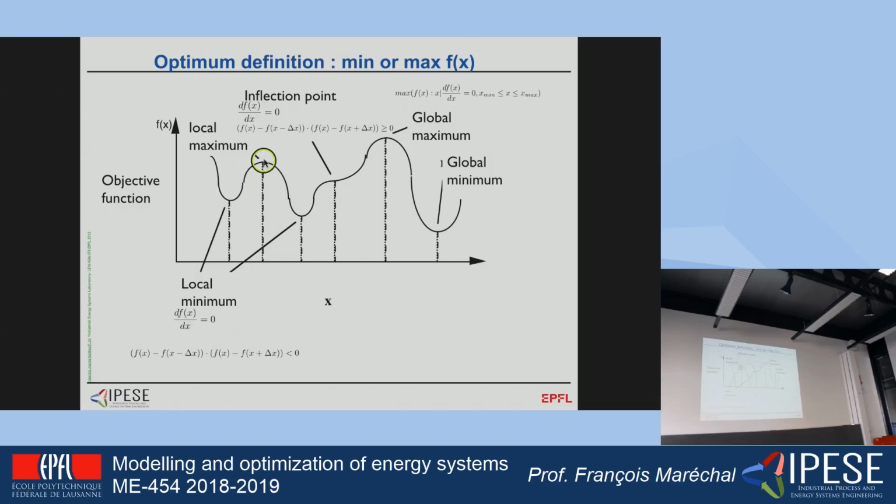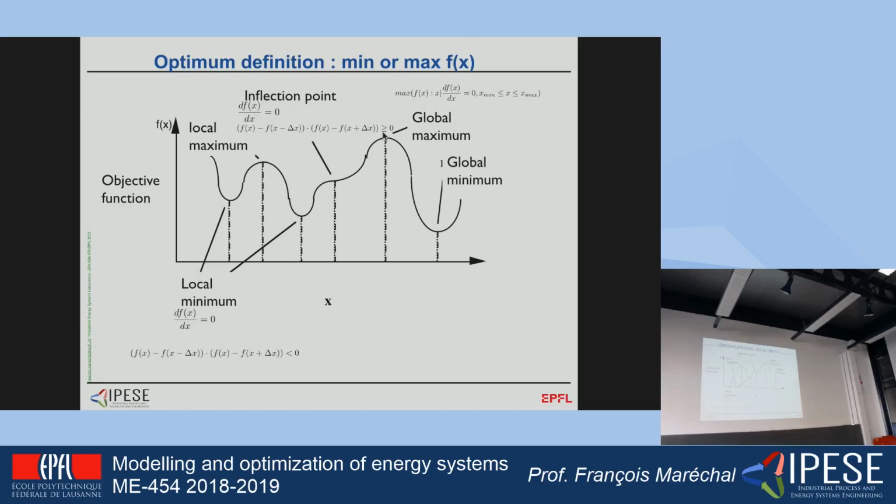Here I have a local maximum. I can also have points where I have a derivative that is equal to 0, but the second derivative condition is not satisfied, which is an inflection point. And if I'm now looking at the whole search space, there will be a global maximum, which is the maximum of the maximum, and a global minimum, that is the minimum of all the minimums that I have identified.